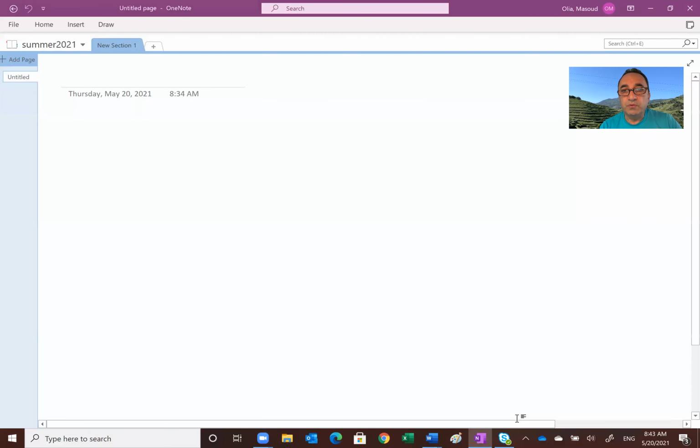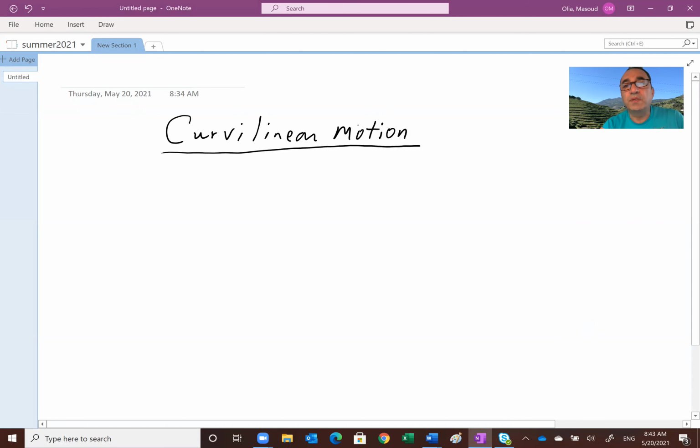Let me share my screen with you. Okay, and I'm gonna bring my OneNote, and this section, this topic deals with, let me write this down: curvilinear motion. Okay, I believe this is section 12.6, if I'm not wrong. You can check on that. I didn't check the syllabi.